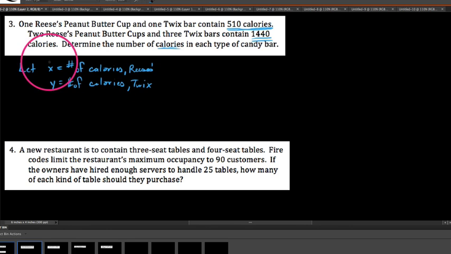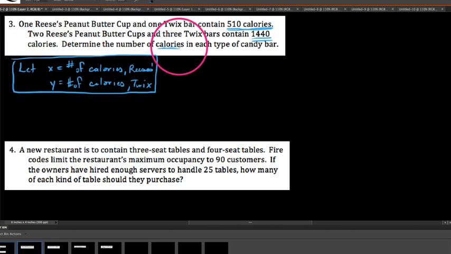Now that we have these defined, what we want to do is set up the relationships that we see up here in the words as equations. We need 2 equations since we have 2 variables. What we were told is 1 Reese's peanut butter cup and 1 Twix bar contain 510 calories. An important theme we're going to see here, with at least 3x3 systems, is that we need to match up units. If we said 1 Reese's peanut butter cup and 1 Twix bar contain 510 calories, then we have 1x plus 1y comes out to be 510.